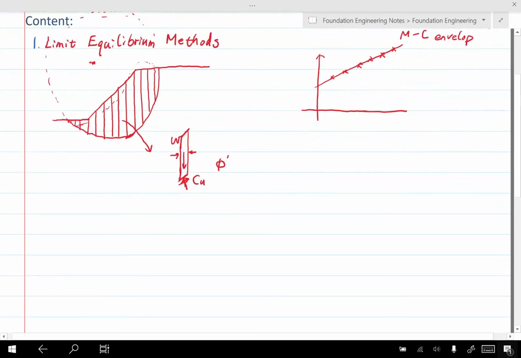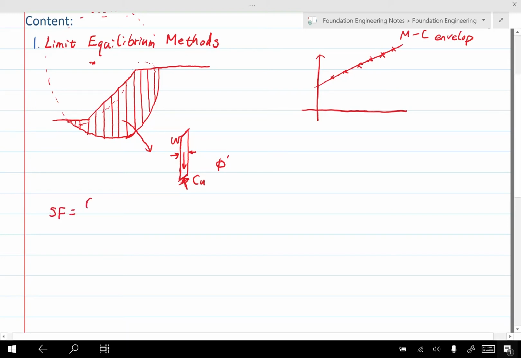So we have everything, and we can get the forces acting on every slice. If we put all of these forces together, we know that many of them, such as the normal stress between neighboring slices, can be canceled out. So eventually we can get an explicit equation for the safety factor.